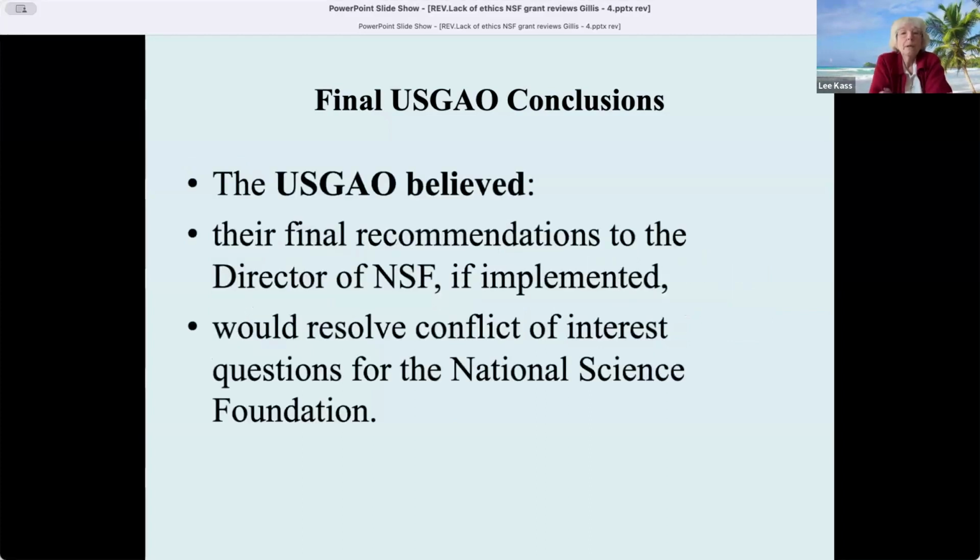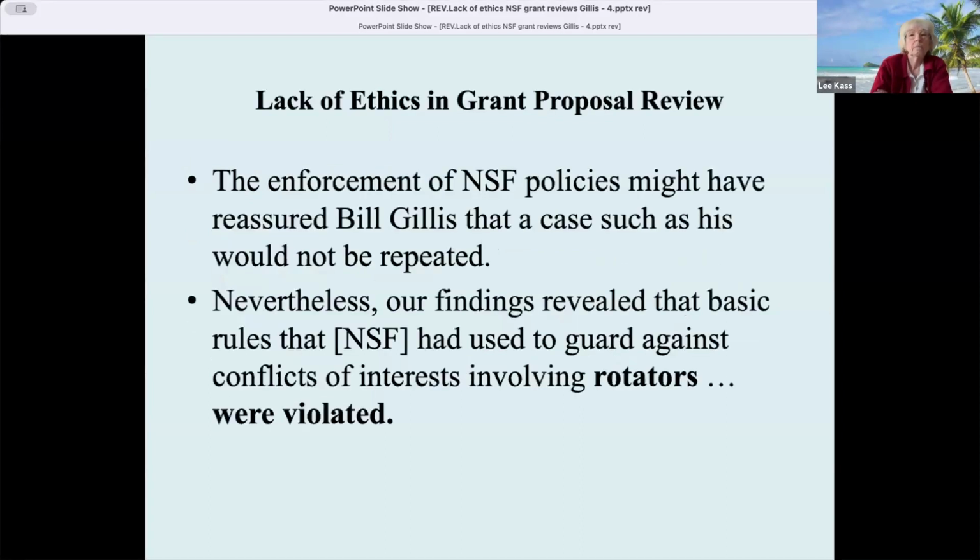The USGAO believed that their final recommendations to the director of the National Science Foundation, if they were implemented, would resolve conflicts of interest questions for the National Science Foundation. The enforcement of the National Science Foundation policies might have reassured Bill Gillis that a case such as his would not be repeated. As I said, unfortunately, he didn't see this decision because he died in 1979.